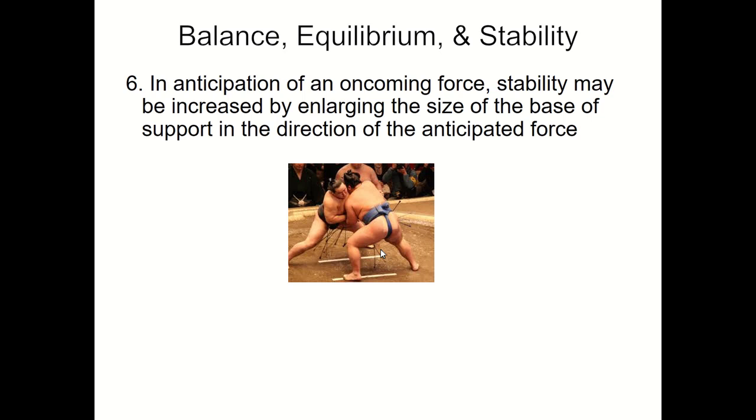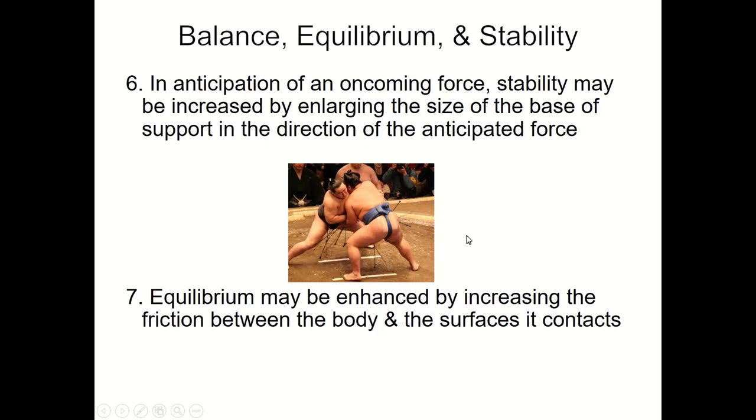So here's our sumo wrestlers. In anticipation of an oncoming force, the sumo wrestler is expecting him to attack forward. Stability can be increased by enlarging the base of support. See, both sumo wrestlers have wide legs in the direction of the anticipated force. Notice that they're not standing with their feet flat, right, in a line. They're actually distributing it. One is further back, see that one there, compared to this one, because our black sumo wrestler is expecting his opponent to go forward at him, so he needs to have one foot back.